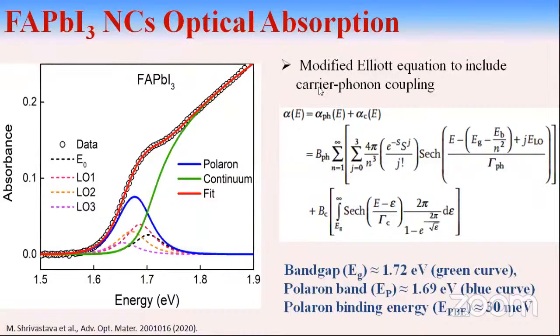By modeling the system with this equation, we obtained a band gap at 1.72 eV and a Polaronic band at 1.69 eV. And by subtracting 1.69 from 1.72, we obtained a Polaron binding energy of nearly 30 meV in these systems.